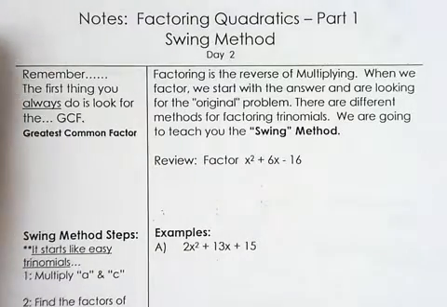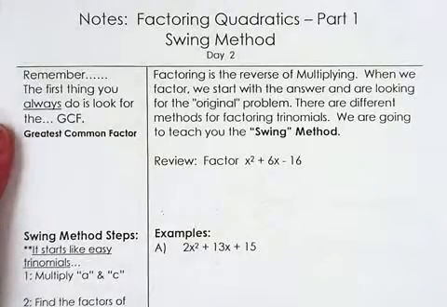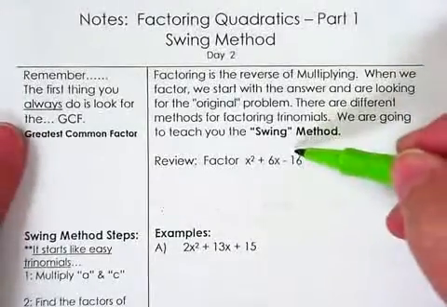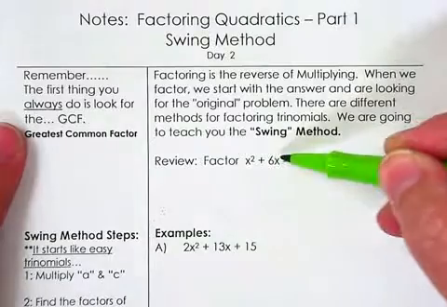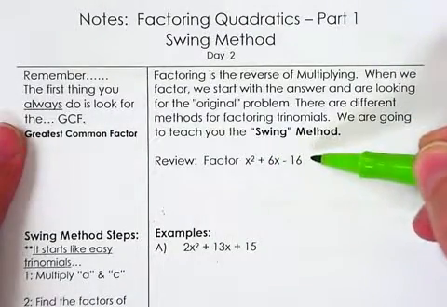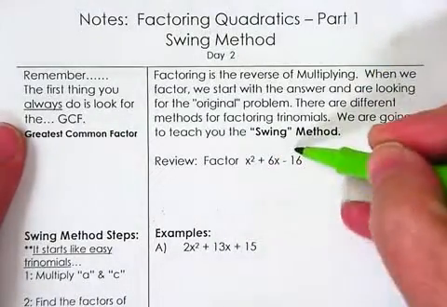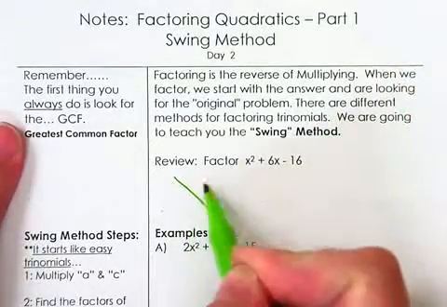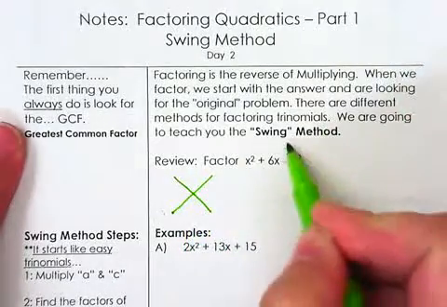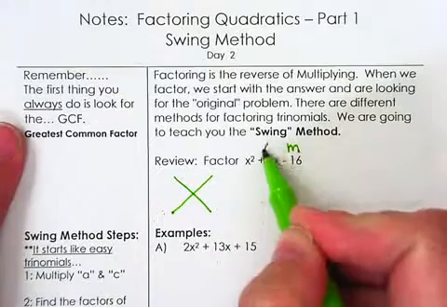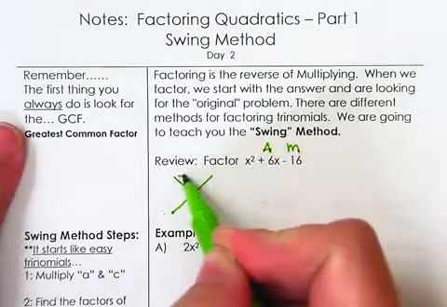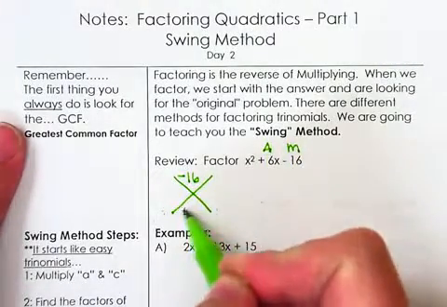Today we're going to factor trinomials when a is not equal to 1. So let's take a moment to look back and see what happens when a is equal to 1. When I do these problems, x squared plus 6x minus 16, and I want to factor this, I'm going to find the factors that multiply to negative 16 and add to positive 6.